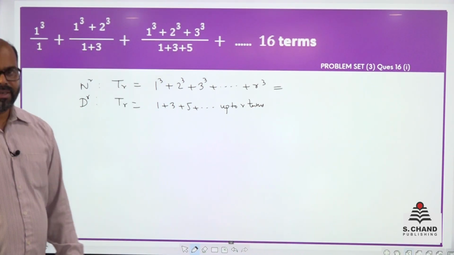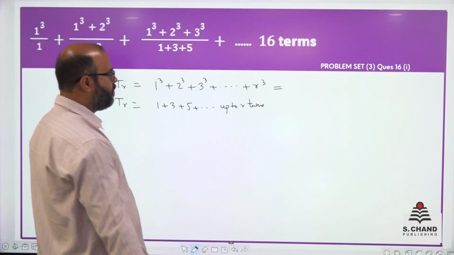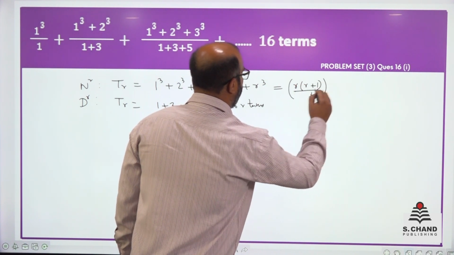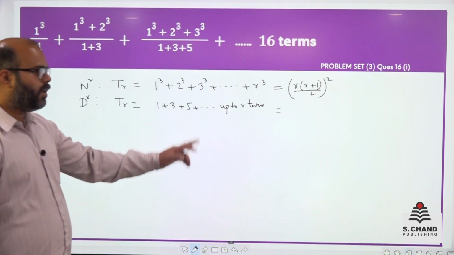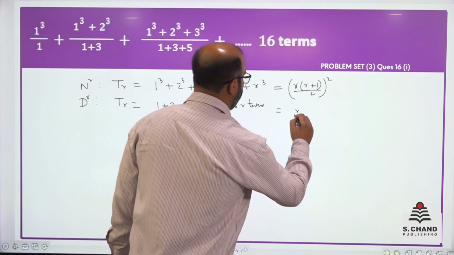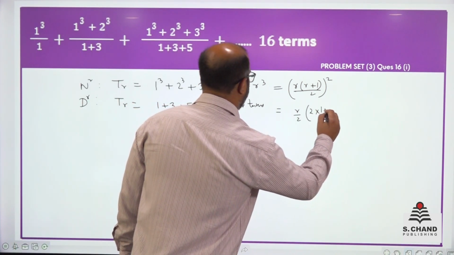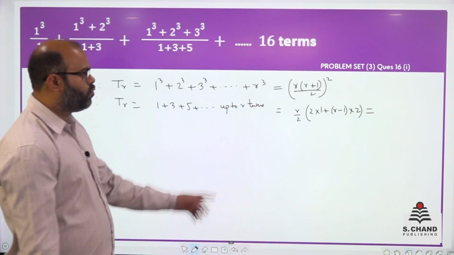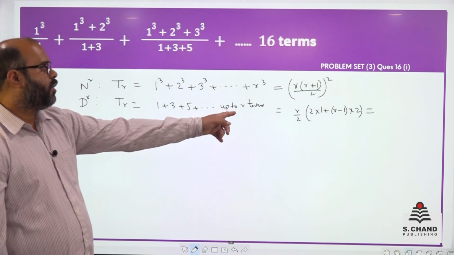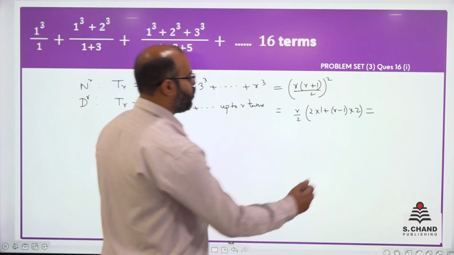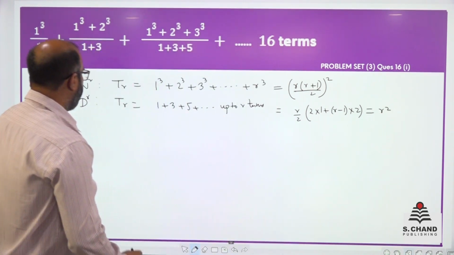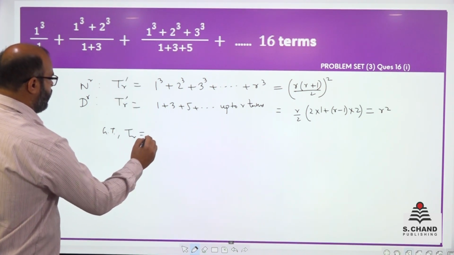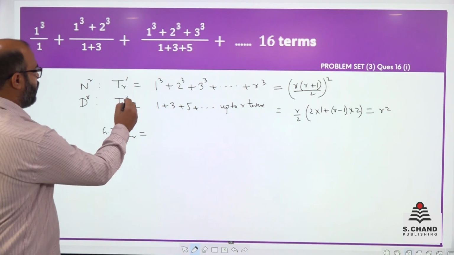In the numerator, we studied in special series that it is the sum of cubes: (r into (r plus 1) upon 2) whole square. And in the denominator, when you sum it up, it is an AP: r by 2 into (2 into a plus (r minus 1) into common difference), where the common difference is 2. So when you simplify this, 2 and minus 2 will cancel in the bracket, and 2r into r by 2 will become r square. Now if you see the general term tr, let us call it tr dash. Now the general term tr is tr dash by tr double dash.